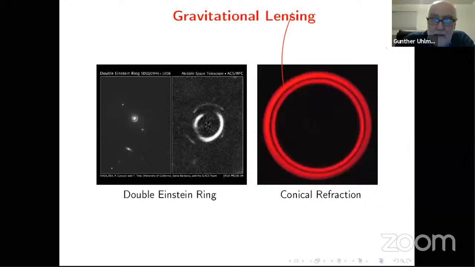Another example is what's called the double Einstein ring, predicted by Einstein. This happens when the observer, the object that you want to image and the big star or galaxy are approximately aligned. So light doesn't know where to go. It goes all around a circle, and then you see this double ring. This is tantalizingly similar to what happens in optics when you shoot a ray of light in the direction of the optic axis of a biaxial crystal. These are special crystals; aragonite is an example. The light splits into a cone, very similar to what's happening here, and you see this double ring. This has been observed, and as I said, was predicted by Einstein himself.